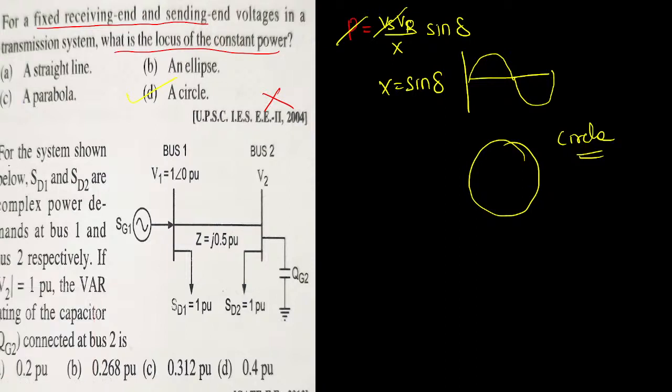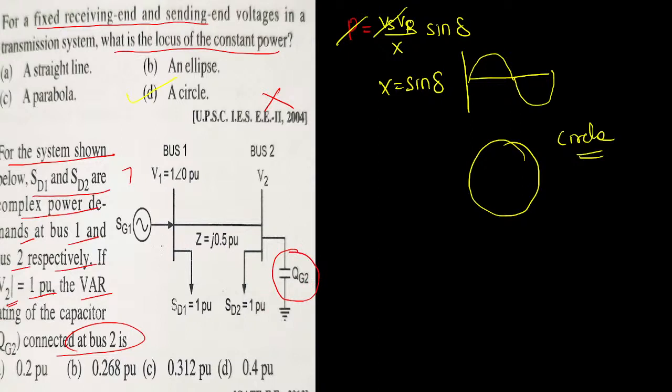Okay, next. For the system shown below, SD1 and SD2 are the complex power demands at bus 1 and bus 2 respectively. If the value of V2 equals 1 per unit and the reactive power rating of the capacitor QG2 connected at bus 2 is dash. The question is asking simply what the value of QG2 is, that's all.